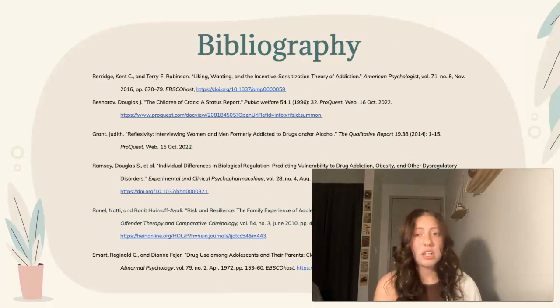And then these are my sources that I used. These are the different articles that I was able to read that really helped aid in my research.